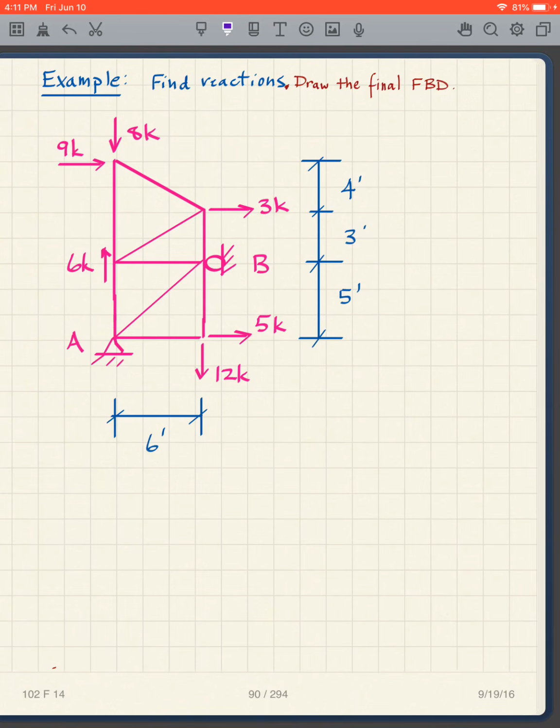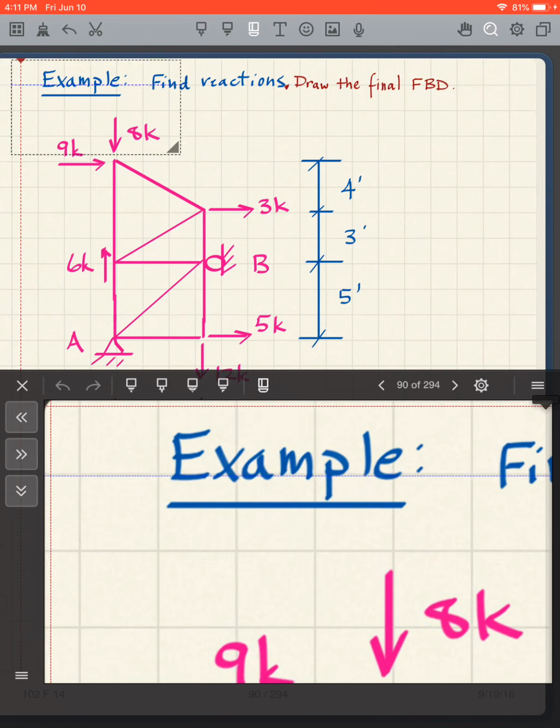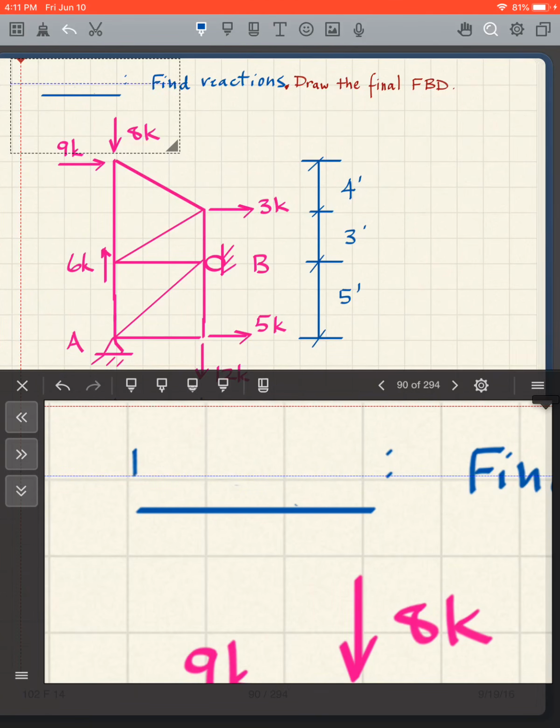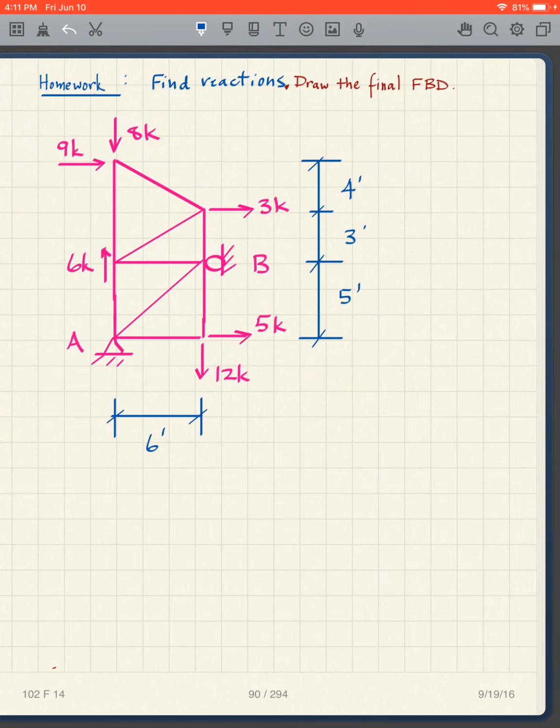Okay, so do this problem. This is really homework, so I should say homework here. Again, what you should do is draw the lines of action as you need. Draw the free body diagram.